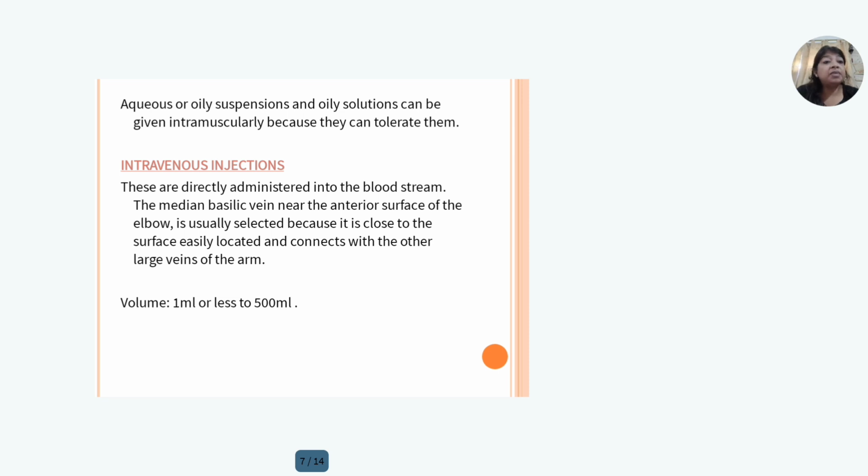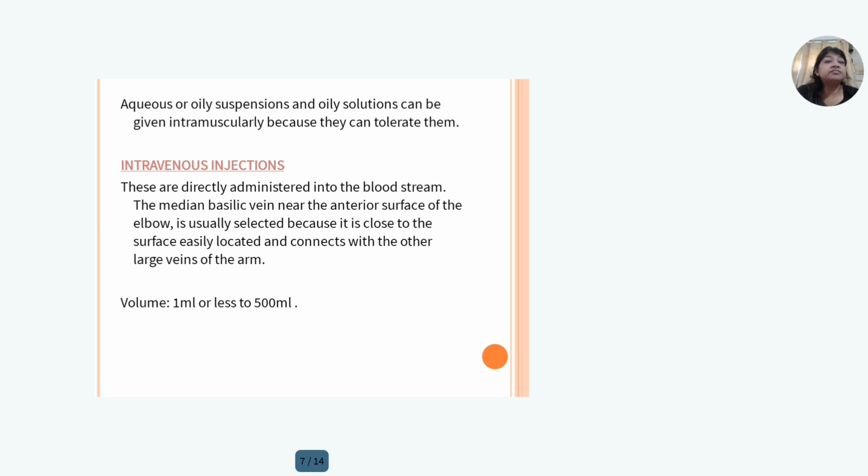Here, muscle can withstand the pain of the oily preparation. So, muscle or intramuscular route is the route of choice for administration of this oily suspension into the human body.